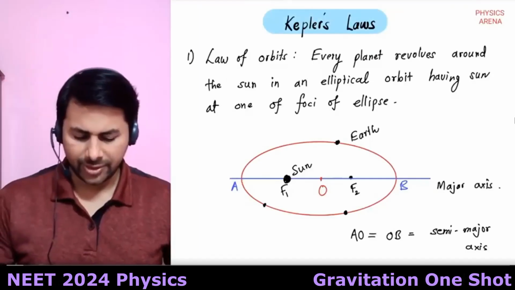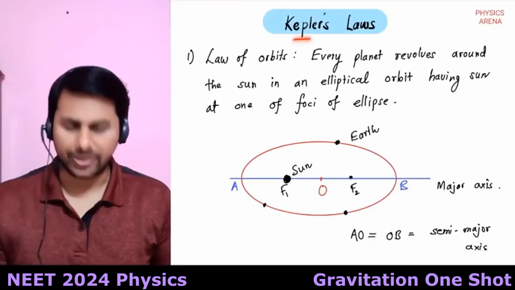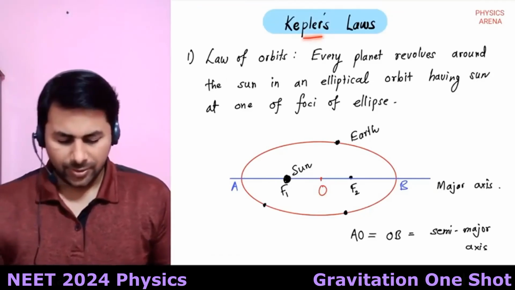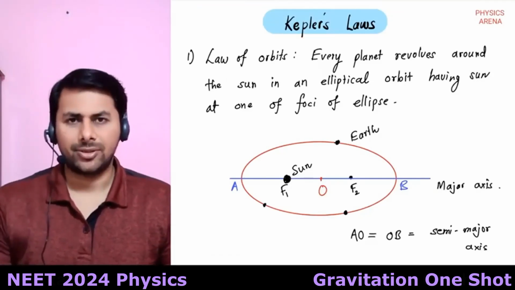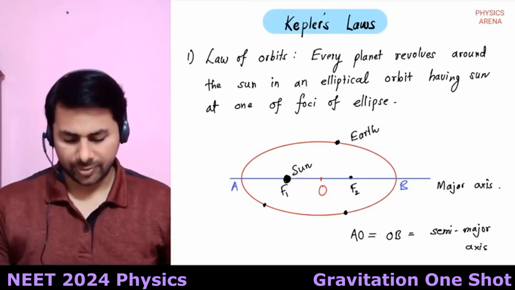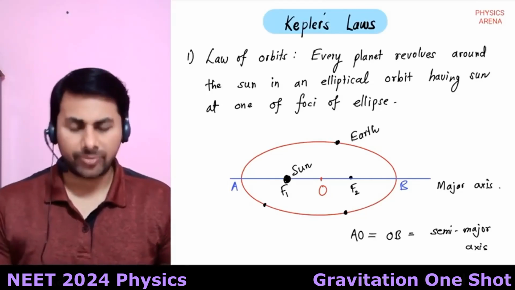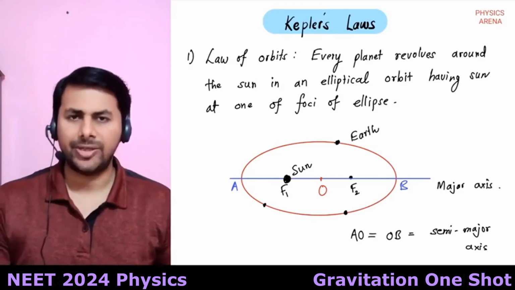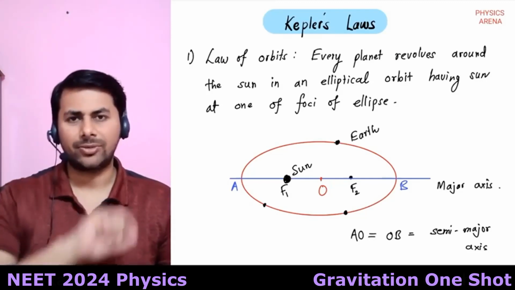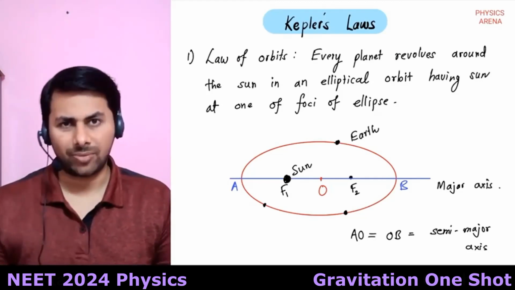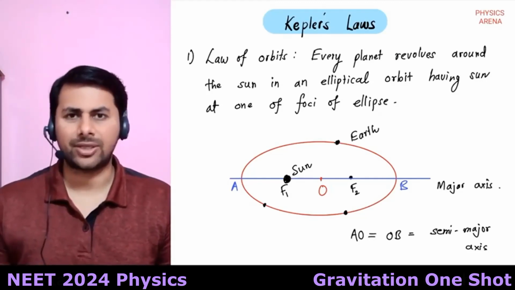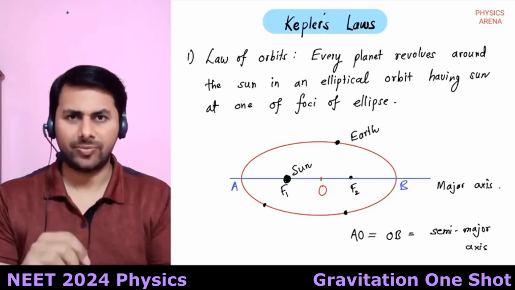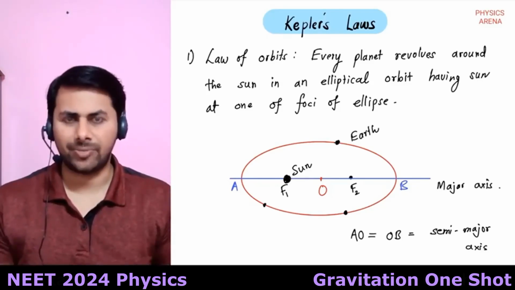So let's start with the actual syllabus of gravitation. Let's see Kepler's laws. What are those Kepler's three laws? The first law is known as the law of orbits. What is the law of orbits? Every planet revolves around the sun in an elliptical orbit. Every planet revolves around the sun not in a circular orbit, it revolves in an elliptical orbit.